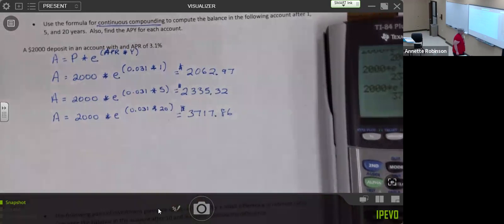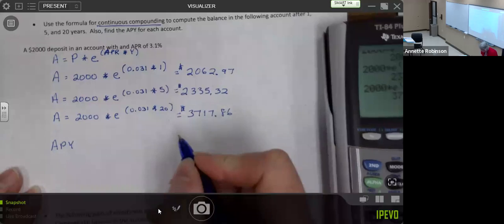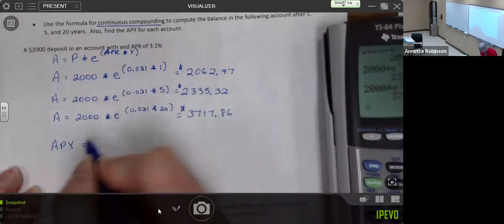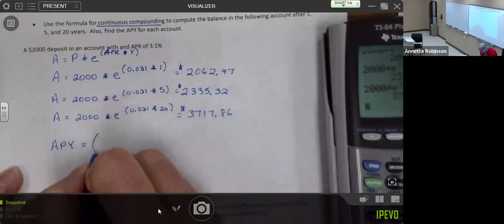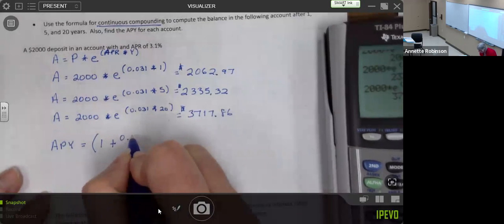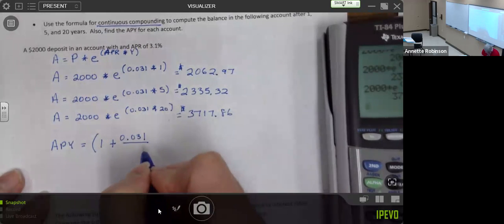Now, to get our APY for each account, basically, if you remember, for all of these, we're going to take the 1 plus our APR, which was 0.031. We're going to divide it by N, which is, oh, we can't do it by N because we don't have compound periods. That'll be why I didn't finish this.